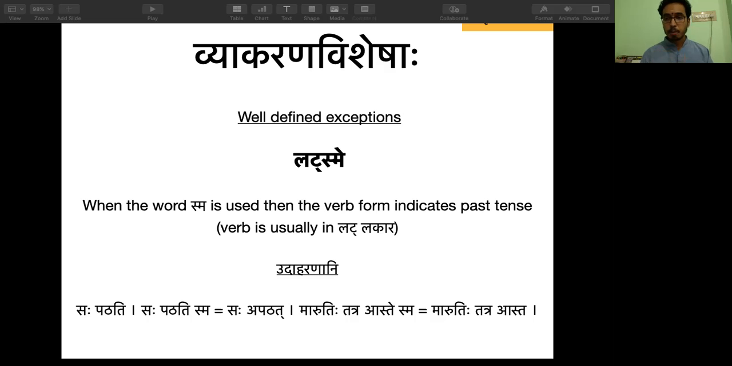Maruti, again in Ramodante Sundarakanda, astesma marutis tatra is the sentence. Maruti tatra astesma. So aste is latlakara. Astesma is langlakara, which has a; if you use actual langlakara, it will become asta. So astesma and asta both are past tense forms.